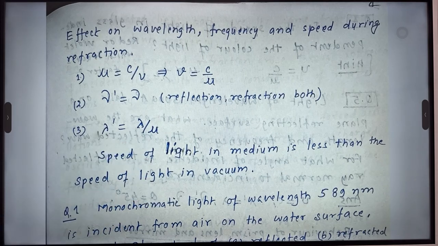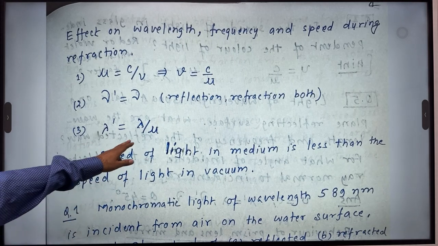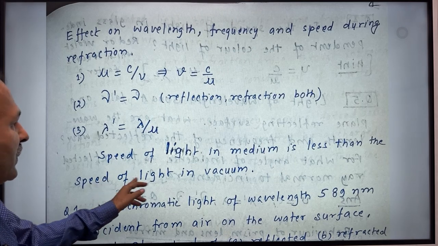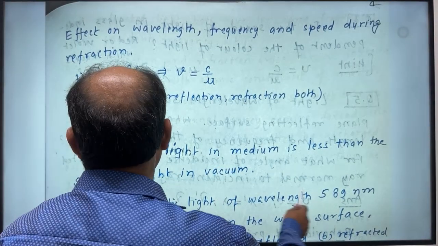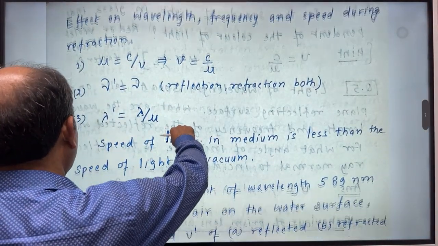Now frequency, as I told you, has no change. Wavelength will change. Wavelength will get divided by the refractive index. Speed of light in a medium is less than the speed of light in vacuum.